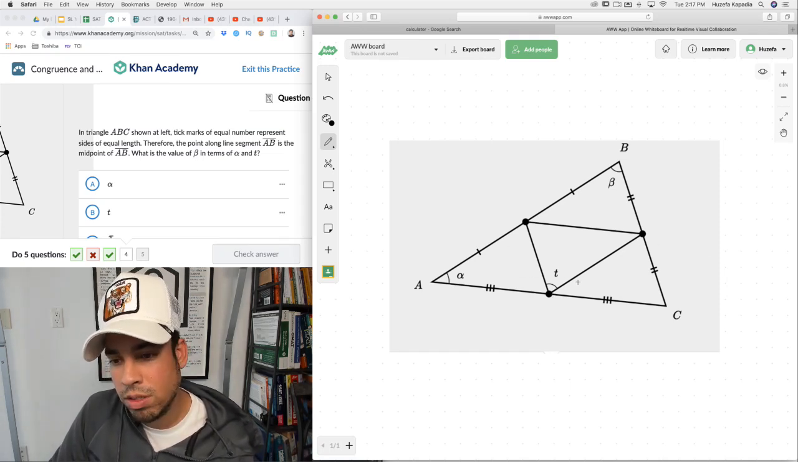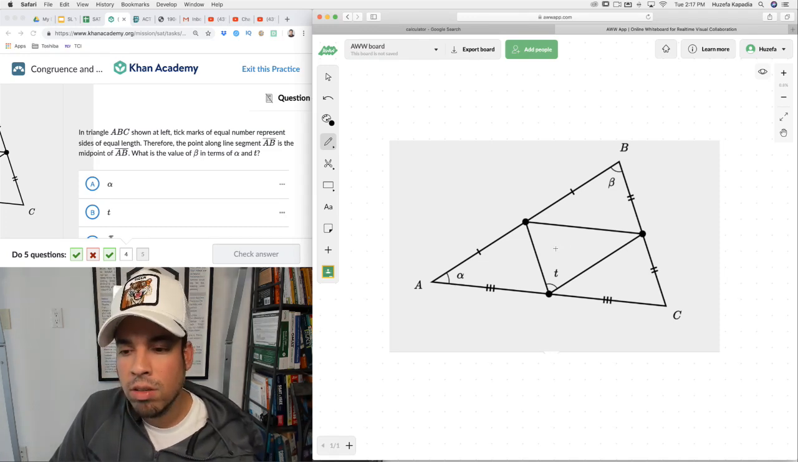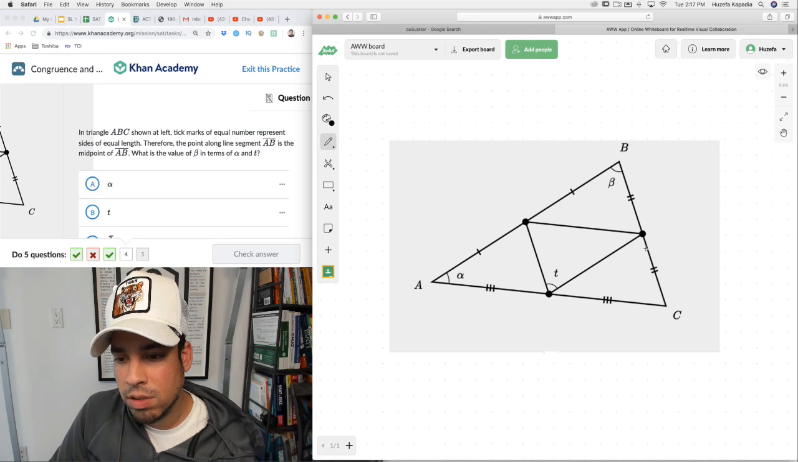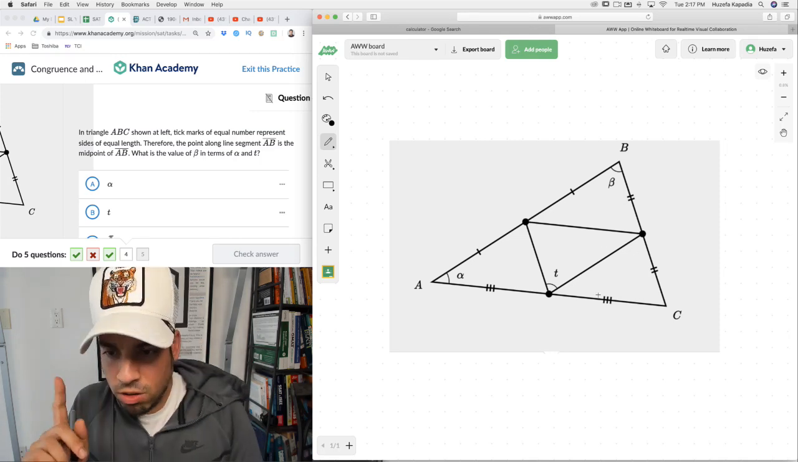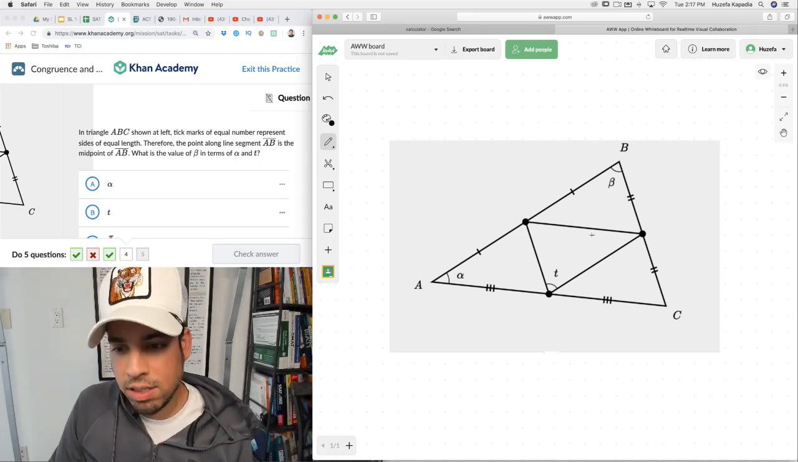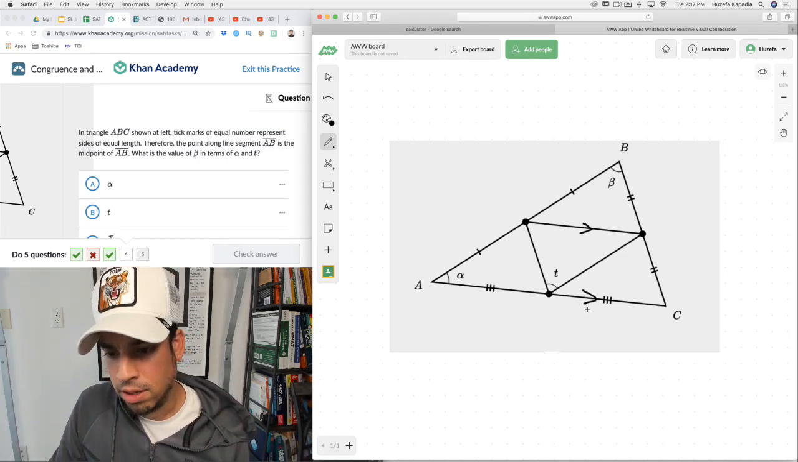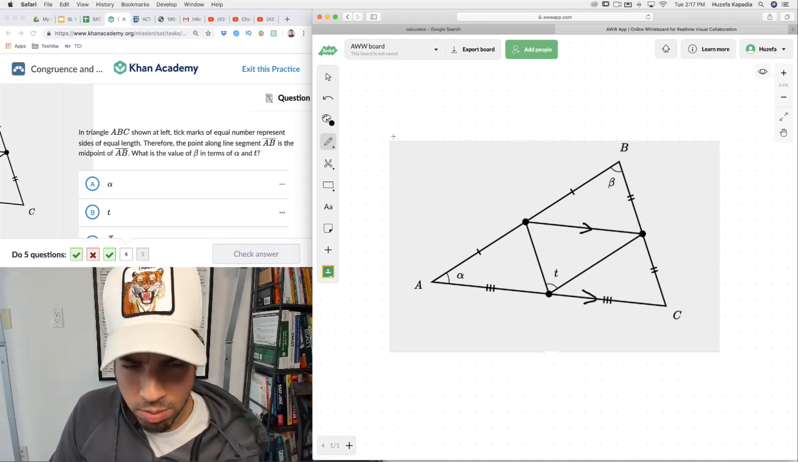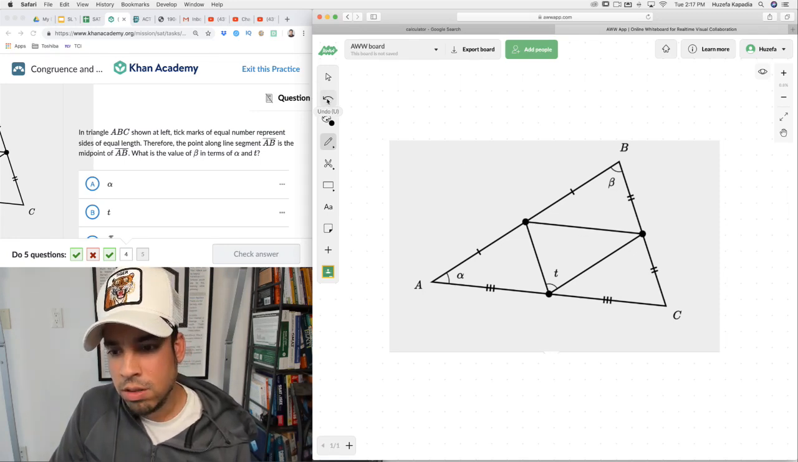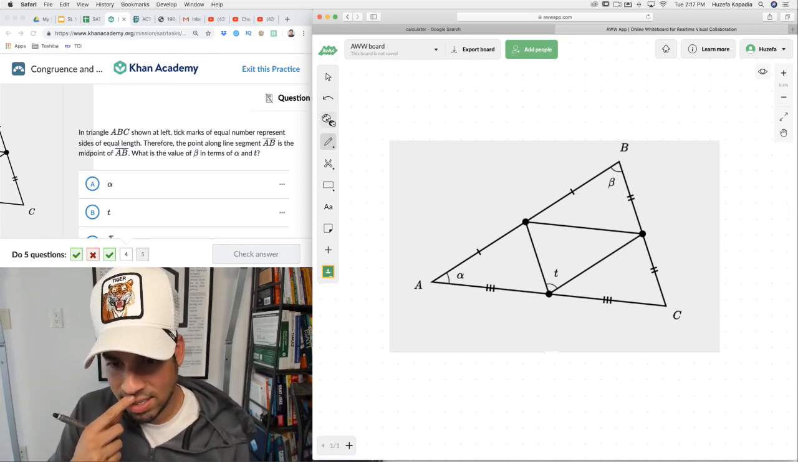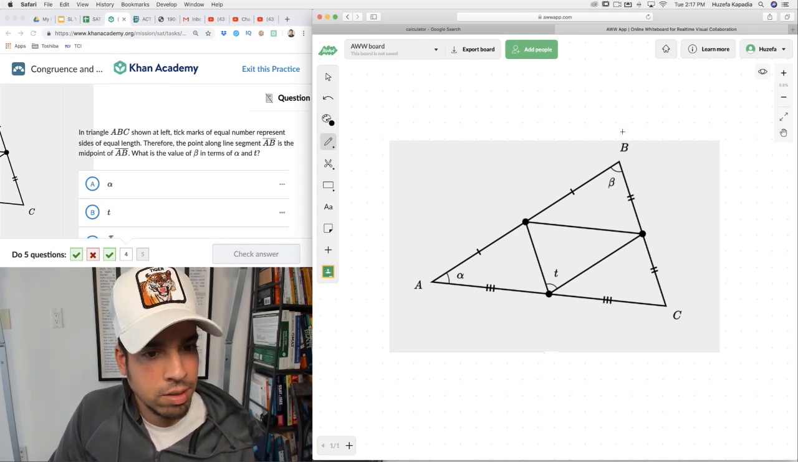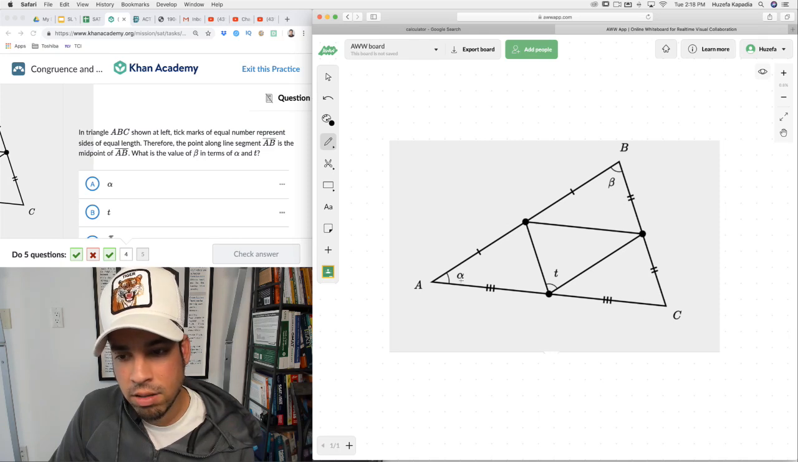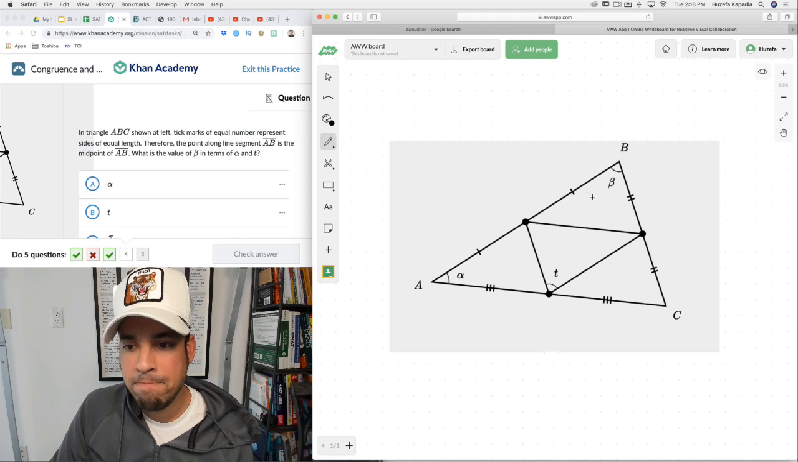Oh, these are three midpoints connected. And there's actually a theorem about this. This is actually parallel to this, but it's a midpoint theorem. I don't think we need to know that though. Let's see how else I can put this together. I think it's showing me that beta is equal to A. No, actually, I don't know if that's what it's saying. I think it's just saying that's an angle. No, they're not equal.